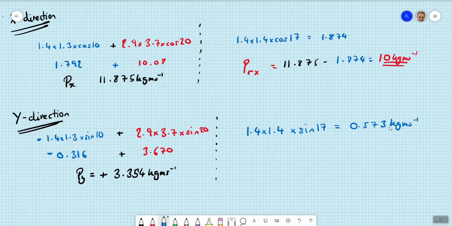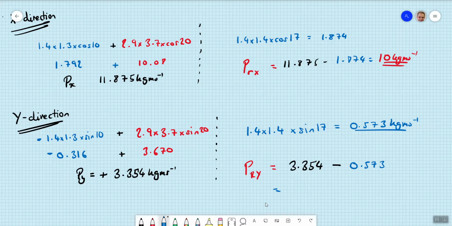kilogram meters per second. And so what we have to do there is say, okay, we're doing the same thing again, but this time this is our initial in the y direction. This is what the blue one has. So the momentum of the red ball in the y direction must equal 3.354 minus 0.573.